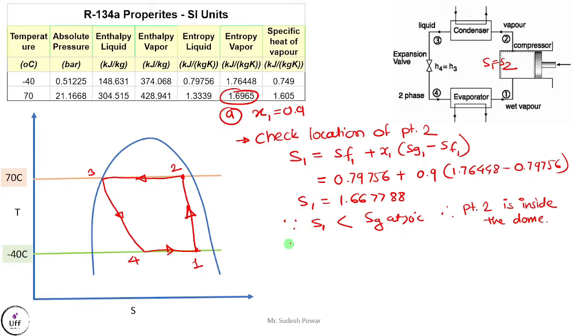Then we know as per the theory that S1 is also equal to S2. So the value of S2 is also equal to 1.667788. With the help of this we can find the dryness fraction at point number 2, that is X2. With the help of this X2 only we can find the enthalpy at point number 2. We can find X2 by considering S2 as SF2 + X2 (Sg2 - SF2). So I'll put these values.